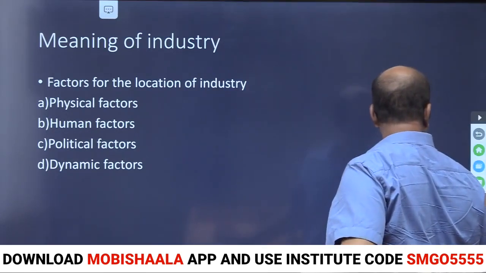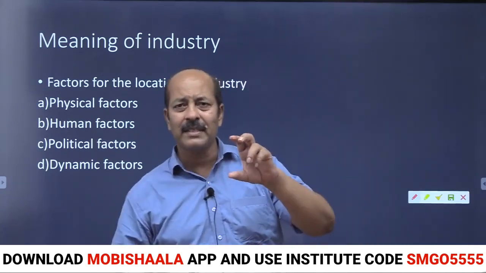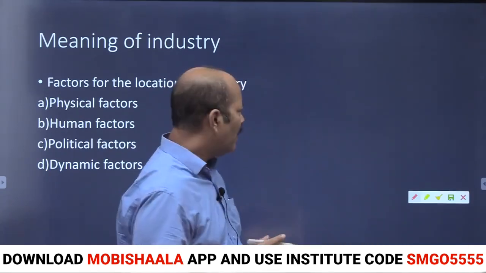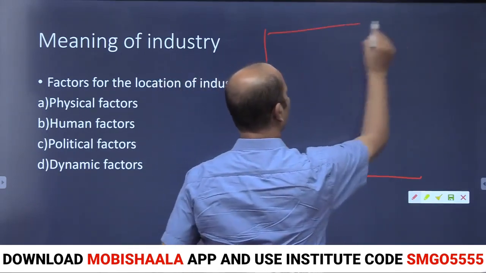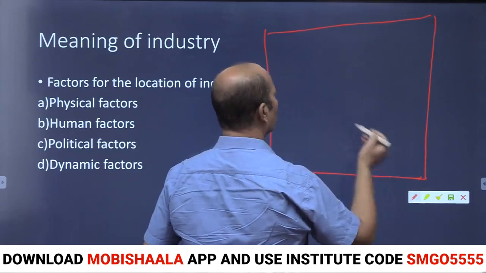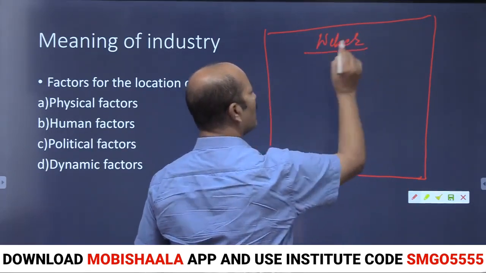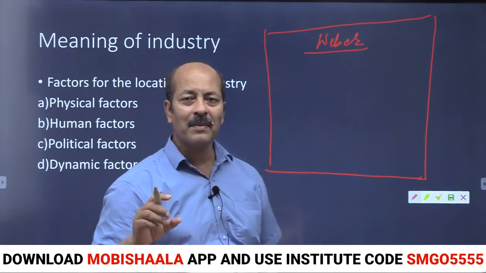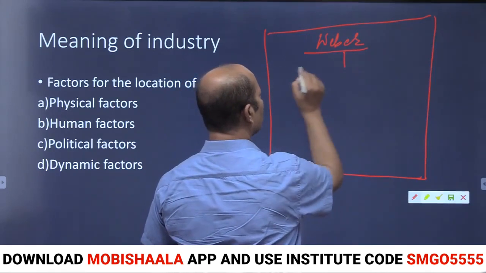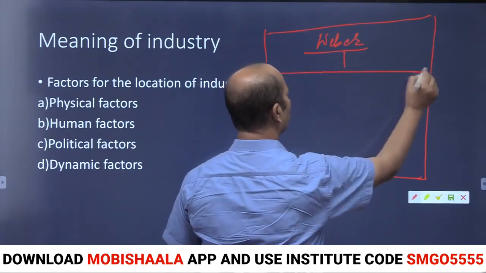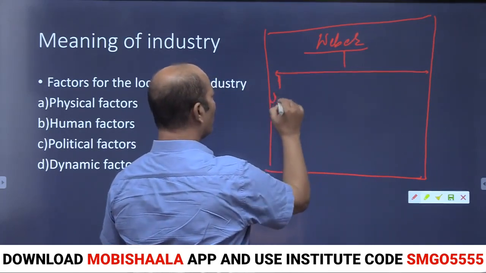So students, it is better to go for one simple structure in the beginning of this chapter. Suppose this is a plot area in your notebook. You write there Weber theory, Weber industrial location theory, as the headline of the topic. After that you write the contents area, what we are going to study in Weber theory. The first is the meaning of manufacturing.